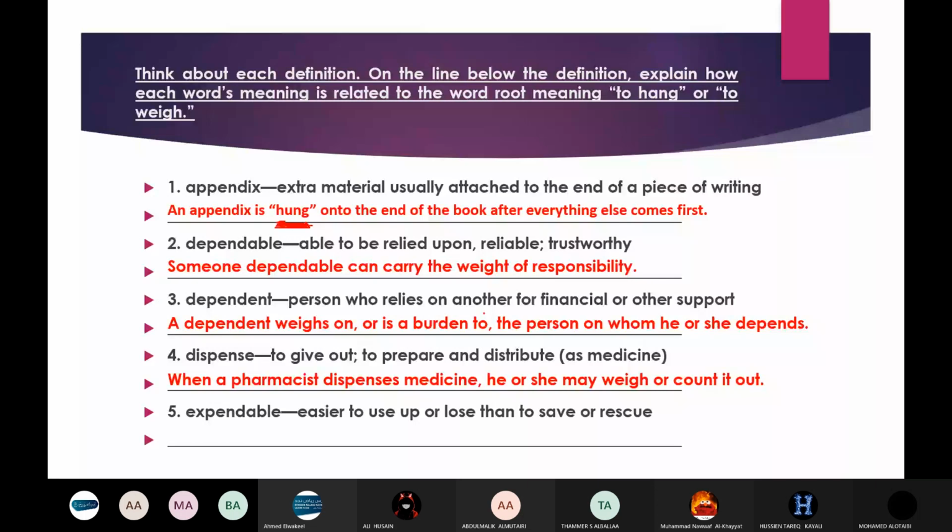And number 5, we have expendable. Expendable, easier to use up or lose than to save or to rescue.